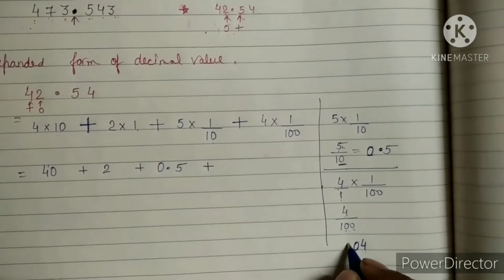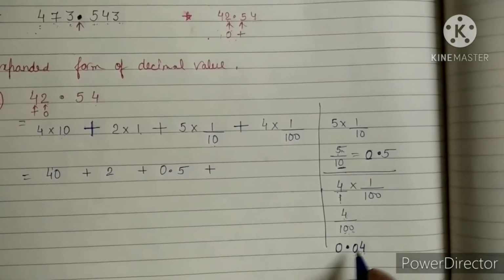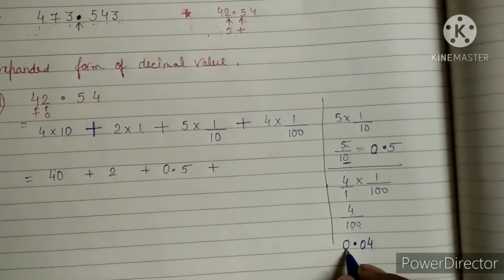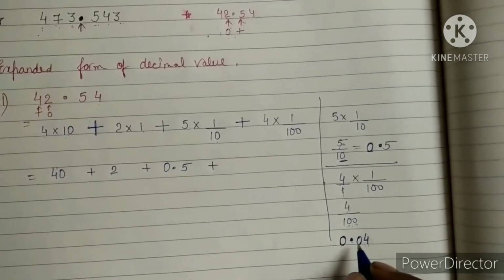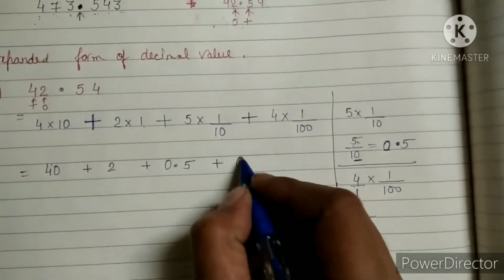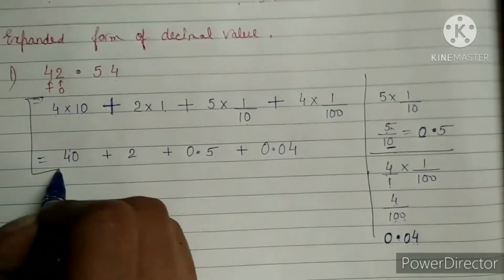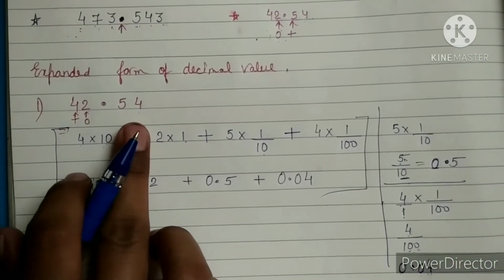After this we can put the decimal and here 0. In front of the decimal we don't have any value, that's why I am putting a 0 here. So its value will come as 0.04. So these both are the expanded form of any value which is in decimal.